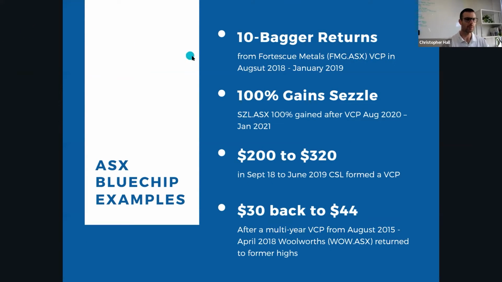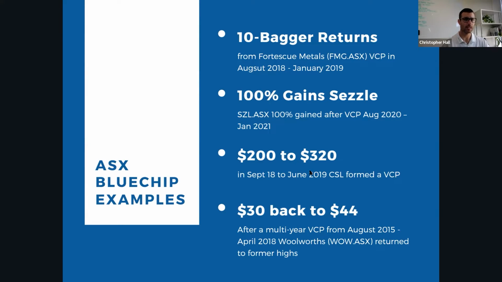Some blue chip examples that we've had in recent times show 10-bagger returns from very liquid companies. So Fortescue Metals, FMG on the ASX, had a VCP in August 2018, and then it ran from January 2000 up to January 2019. We're getting massive returns on those for Fortescue. We also saw Sezzle, so that was on the ASX, a lot like Afterpay, which is a large ASX top 20 company now. But it had 100% gain after a VCP in August 2020, and that ran to January 2021 for 100% gains. We saw CSL, so that is one of the largest companies on the ASX.